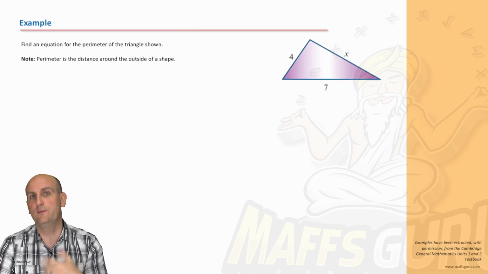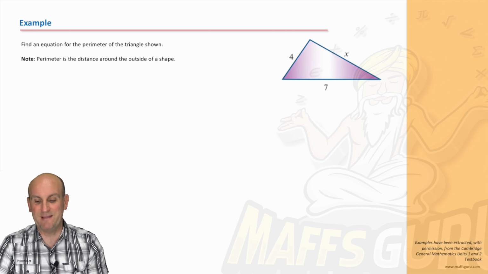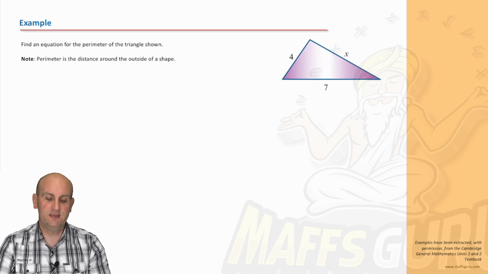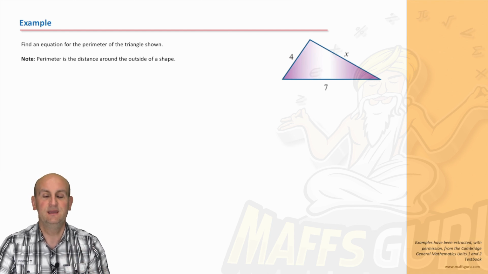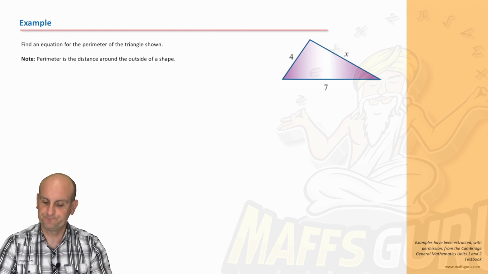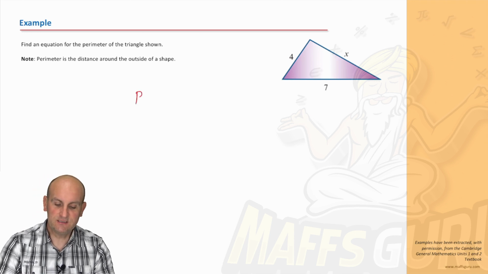All right, so I'm going to start with some examples, and I don't think this video is going to be massively long. Find an equation for the perimeter of the triangle shown. Now, what do we notice there? We've got a triangle and there's three sides. One's got 4, one's got 7, and one's got an X. The perimeter is the distance around the outside of the shape. But what am I going to call the perimeter? We can just call it P. Let's choose a sensible letter.